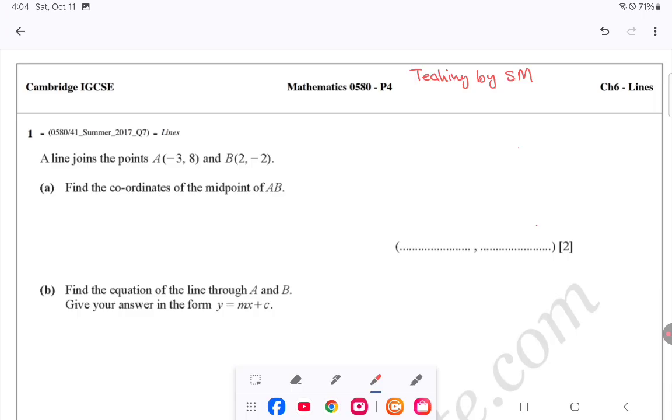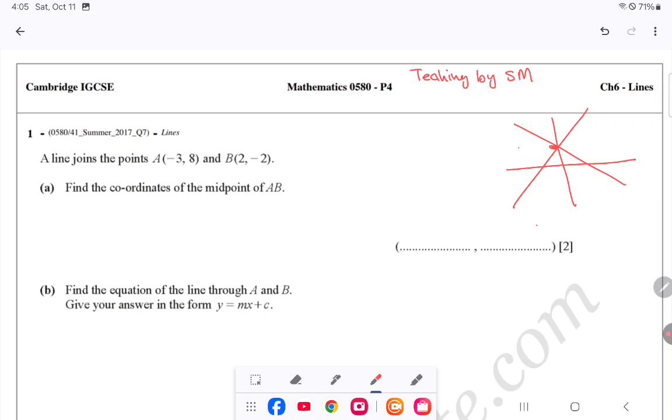First question says that a line joins the point A, which is (-3, 8), and B, which is (2, -2), and the graph would be something like that, and we have to calculate the midpoint of the line.